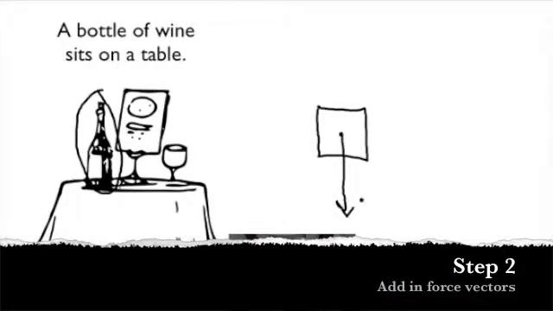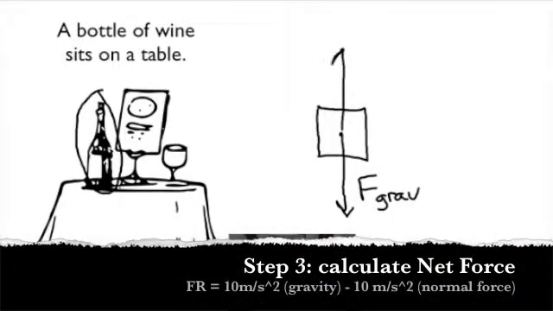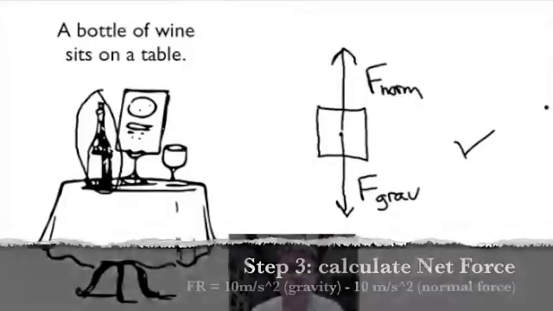Now, since it's not moving, there's only 2: the force vector for gravity, and then normal force, which is going in the opposite direction. This is because of Newton's third law, which states that for every action, in this case gravity, there is an equal reaction going in the opposite direction, which is normal force. This is why the bottle of wine is perfectly still, or is basically balanced.